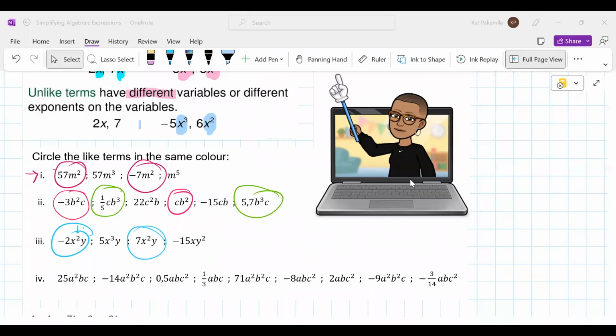Hi, ma'am. Hello. Do you want to do this one with me? Yes, ma'am. Okay, let's check. So, ma'am, the like terms, it's negative 8abc to the power of 2 and 2abc to the power of 2. Is that all?